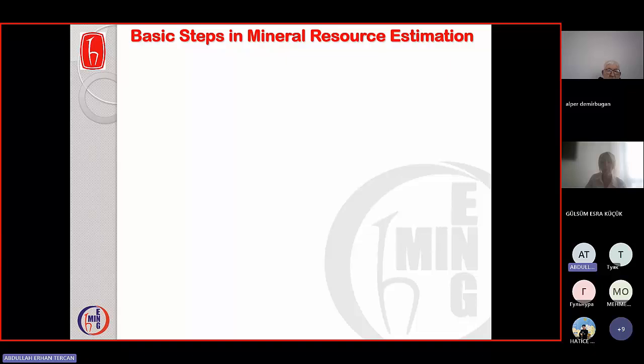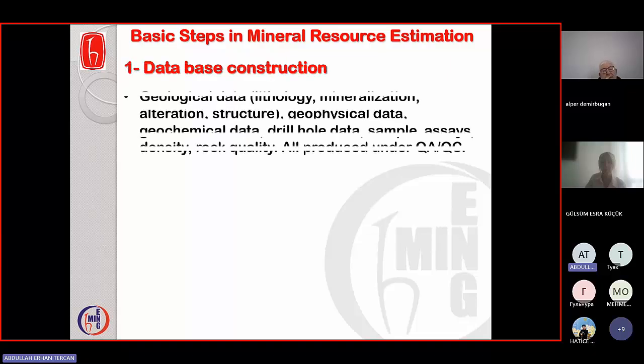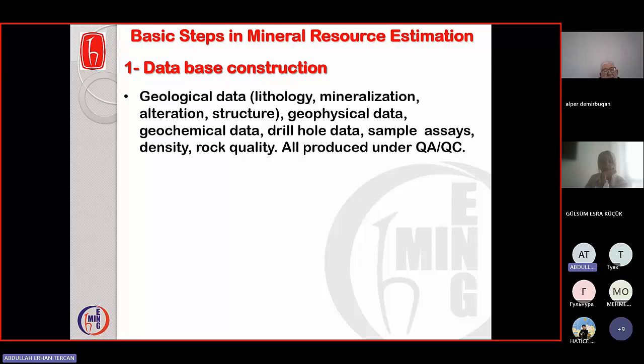Now, basic steps in mineral resource estimation. Database construction. In the database, you have to have geological data such as lithology, mineralization, alteration, structure. All these are geological variables. In addition to geological data, you can have geophysical data, geochemical data, drill hole data, sample assays, density and rock quality information.